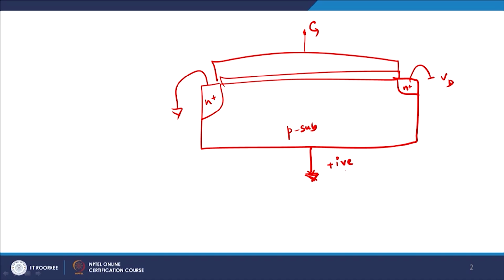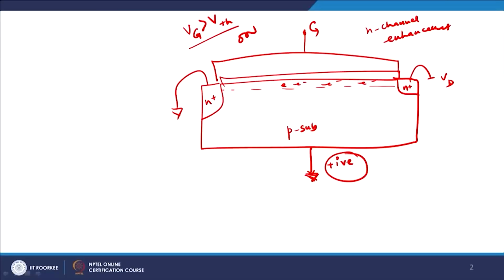Now, if you give a positive bias, and if it is an n channel enhancement mode MOSFET, as we have discussed, Vg should be greater than or equal to Vth for the device to be on, which means that there will be a large number of charge carriers here. What are the charge carriers? Free electrons, right, provided Vg is greater than Vth, the threshold voltage. But now you have applied a positive bias on the substrate, which means that this positive bias will be pulling these electrons towards itself.